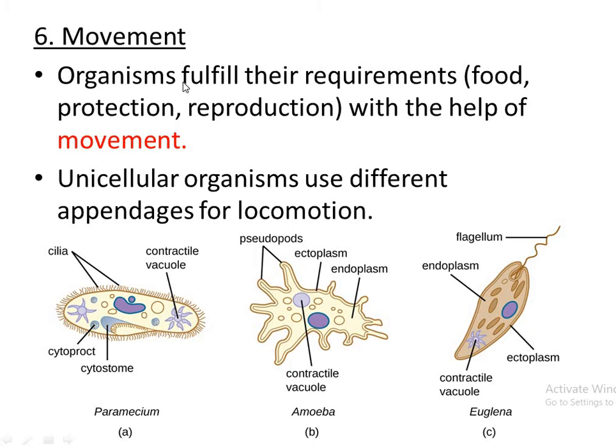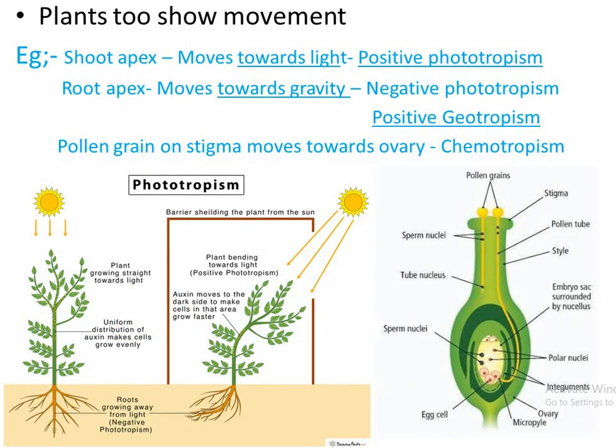So unicellular organisms use different appendages to locomote. For instance, you can take paramecium, they use cilia. You can take amoeba, they use pseudopods. Over here you can see pseudopods, that means fake limbs, sort of fake legs. And then euglena and chlamydomonas. Over here you can see a picture of euglena. All these three organisms use an appendage called flagella for locomotion. That's also called movement.